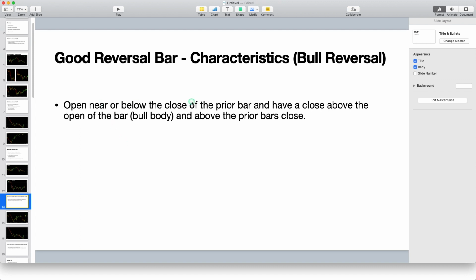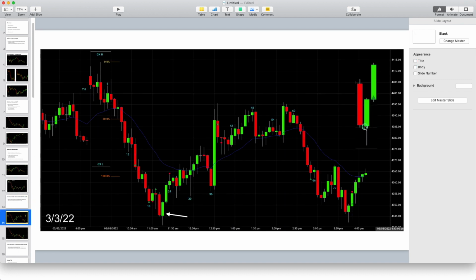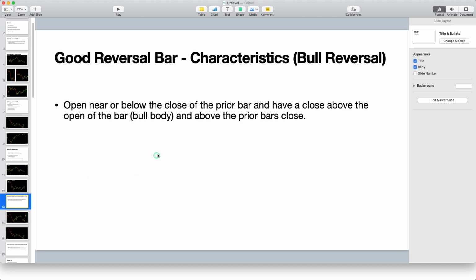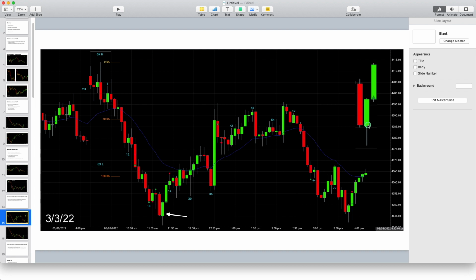The next part of the statement is that it should have a close above the open of the bar. So for a bull reversal, you'll want the bar to close above the open, so it should have a bull body. And above the prior bar's close. So in this case, it actually closed well above the prior bar's close because it closed way above the open with a big bull body.